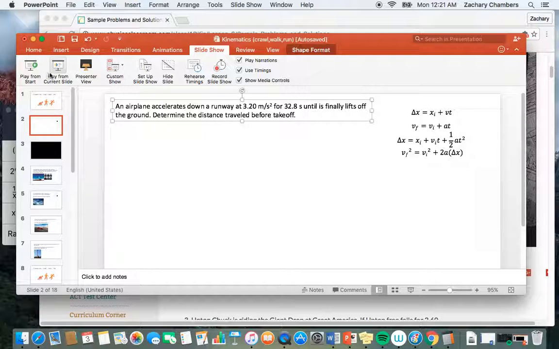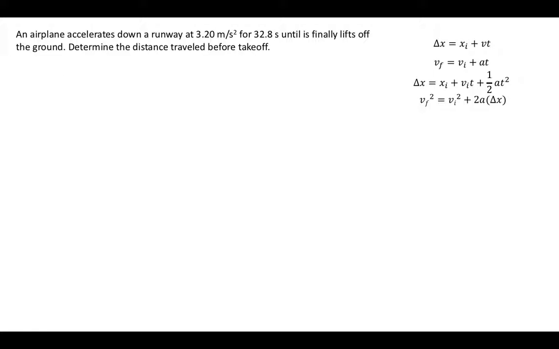And so let's see if we can solve it. So I copy pasted the problem into the PowerPoint. I got my kinematic equations over here to the right. And let's read the problem. An airplane accelerates down a runway at 3.2 meters per second squared. That's an important piece of information. For 32.8 seconds until it finally lifts off the ground. Determine the distance traveled before takeoff.